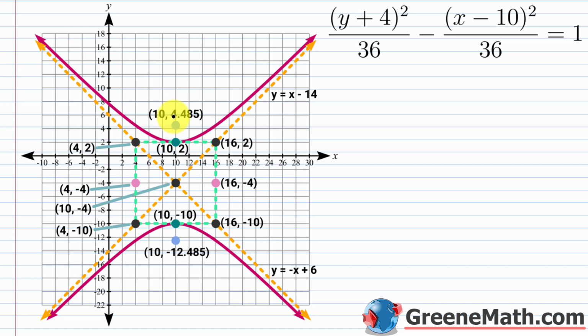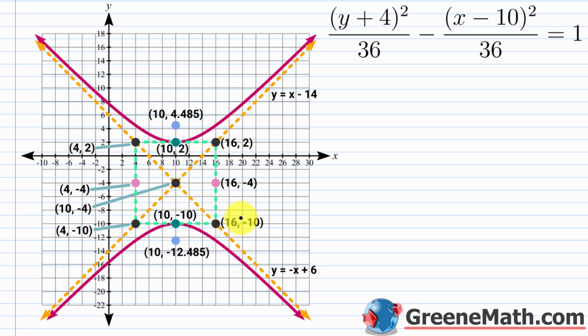In terms of the foci, again, we approximated this and this. So we're just going up by 6 times the square root of 2 from the center, and down by 6 times the square root of 2 from the center. So you get (10, 4.485), and you get (10, -12.485). So those are your foci. In terms of your asymptotes, again, we went through the formula for that. So you have y = x - 14, and then y = -x + 6. You can always use point slope form if you want to derive those on your own.